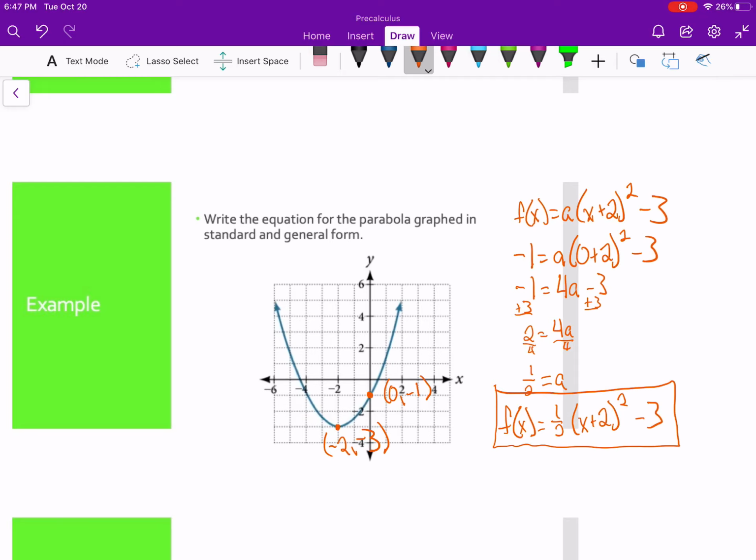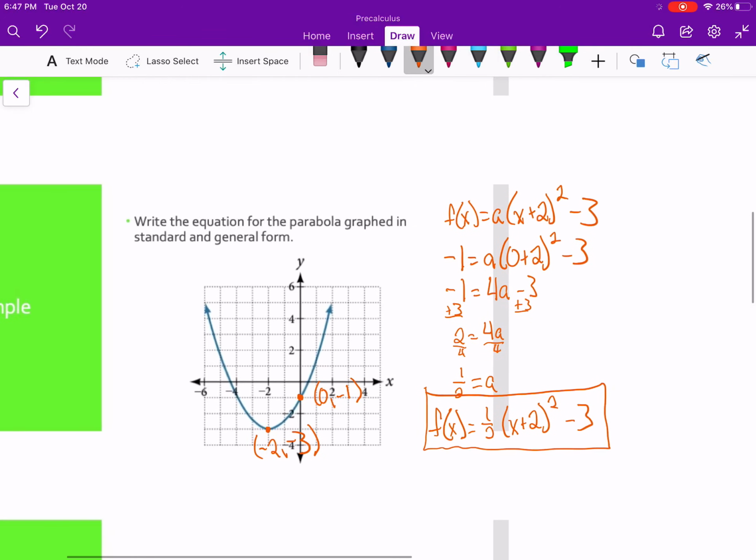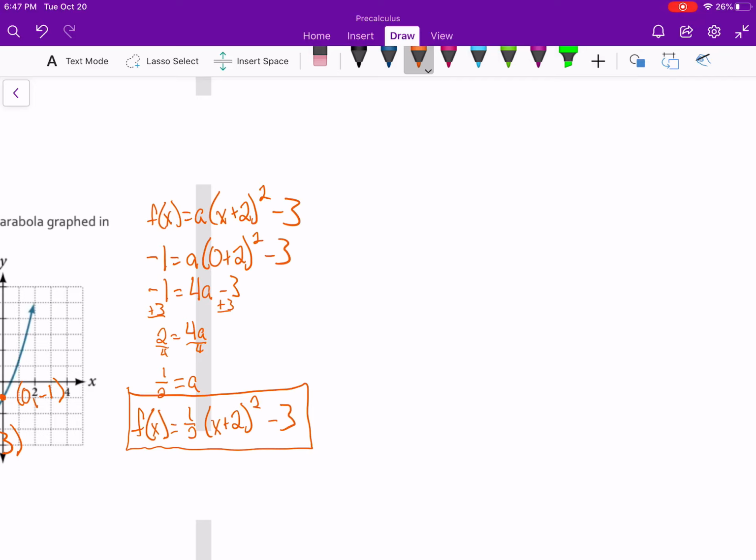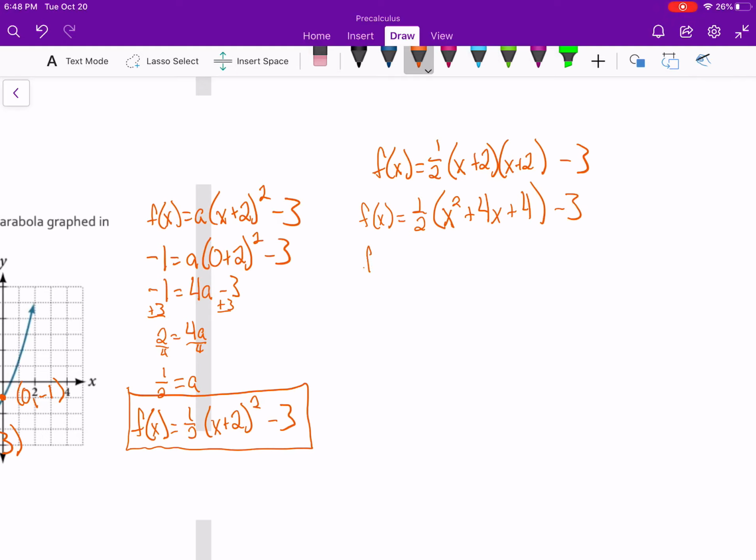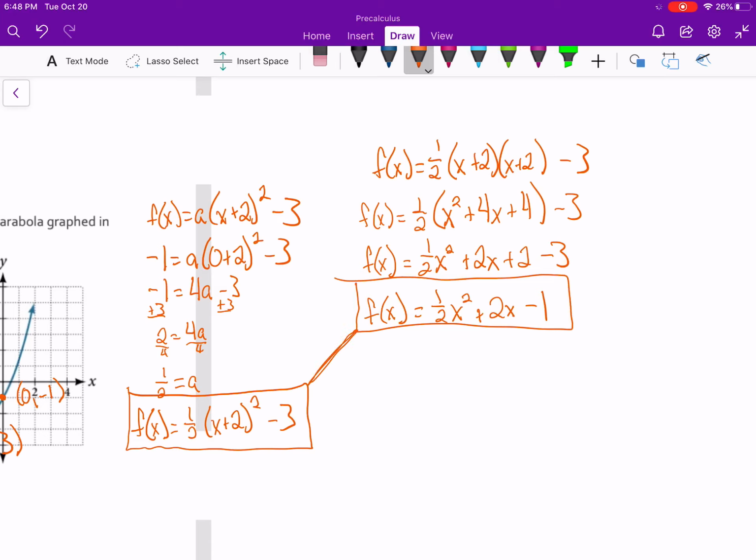And in order to find the general form, which is ax squared plus bx plus c, all we're going to do is take our vertex form and multiply it out. So f of x equals 1/2, and I'm going to write (x plus 2) twice and multiply it out. So (x plus 2) times (x plus 2) gives us x squared plus 4x plus 4, minus 3. Distribute in that 1/2, so we have 1/2 x squared plus 2x plus 2 minus 3. We get f of x equals 1/2 x squared plus 2x minus 1. So these two are the same function, just written different ways.